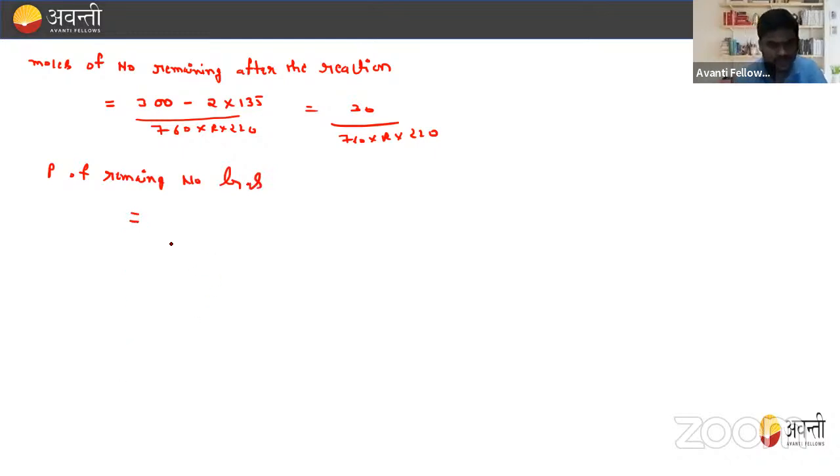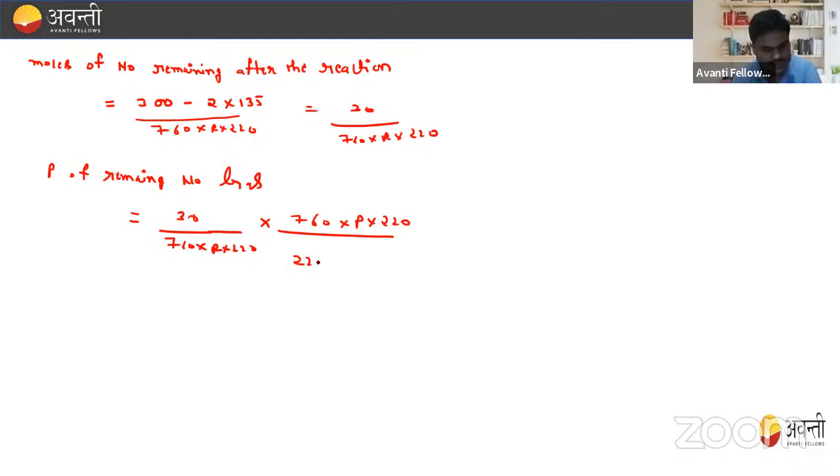What is the number of moles? This is equal to 30 over 760 into R into 220. So this is n. What is P? P is equal to nRT upon V. Right. So we can calculate this by just multiplying P into 220, divided by 760 into R into 220, which we already have. Just put the values, right?